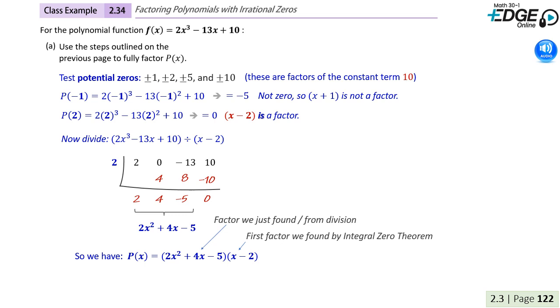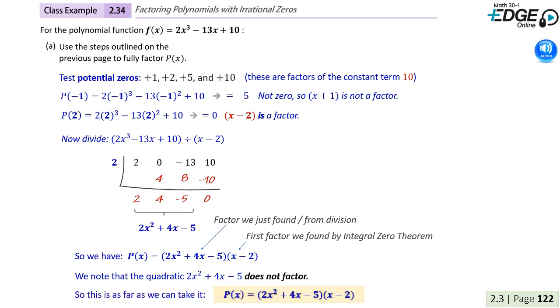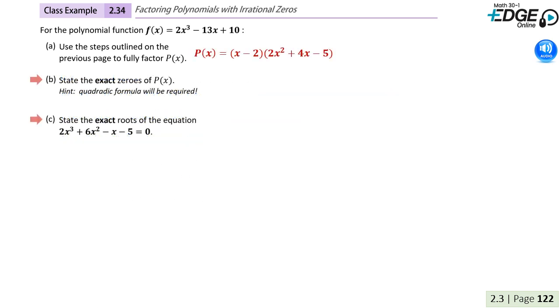At this point, we try to factor the 2x squared plus 4x minus 5. But we find that it does not factor well, or does not factor using integers. So we will stop here. Now that we have this factored form, we're asked to determine the exact zeros of p of x. Notice the word exact. We will not be using decimal numbers, and so using our graphing calculator won't be enough here.